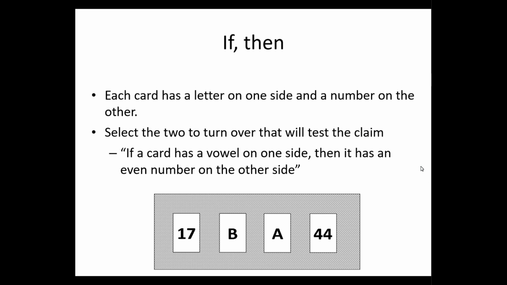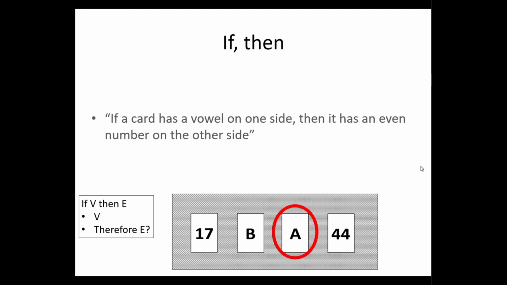We get to turn two cards over, and the two cards we turn over we want to be the two valid cards. Now the first one is admittedly a freebie. The if-then statement is if vowel, then even number. So obviously you're going to flip the vowel to see whether there's an even number on the other side. You just follow the statement. This is A-ing the A, affirming the antecedent, or, if we were in a logic course, modus ponens reasoning.